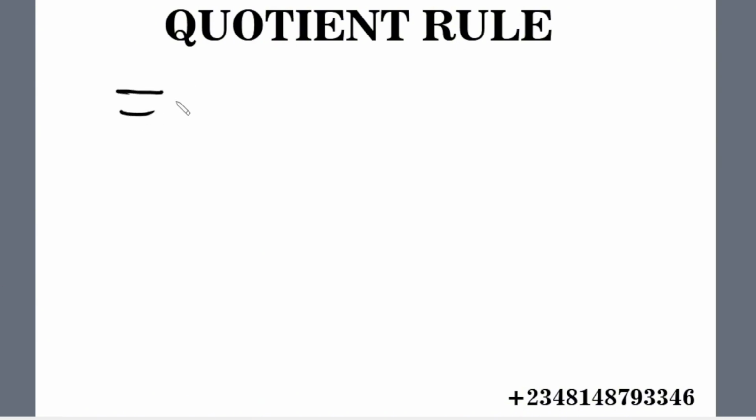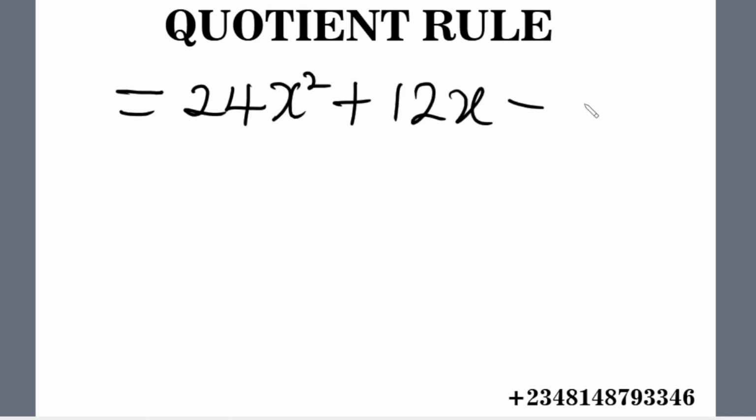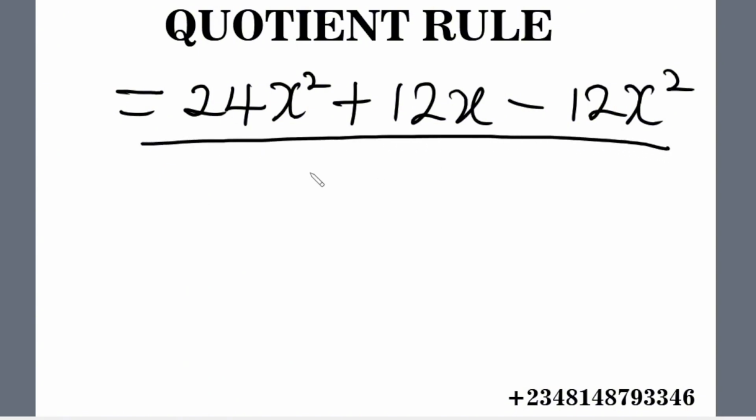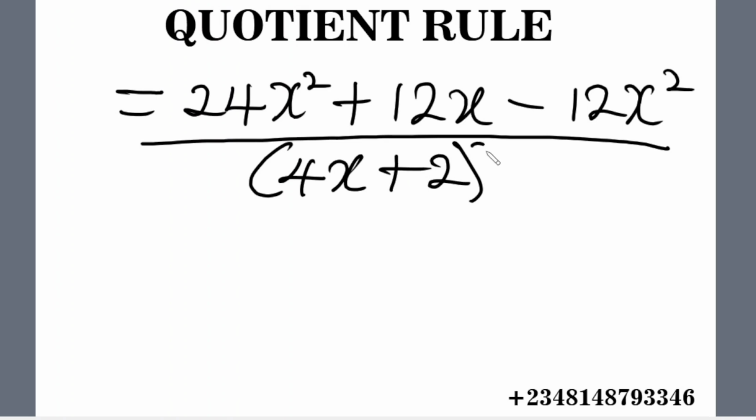If you multiply through, you will have 24x squared plus 12x minus 12x squared all over 4x plus 2 all squared.